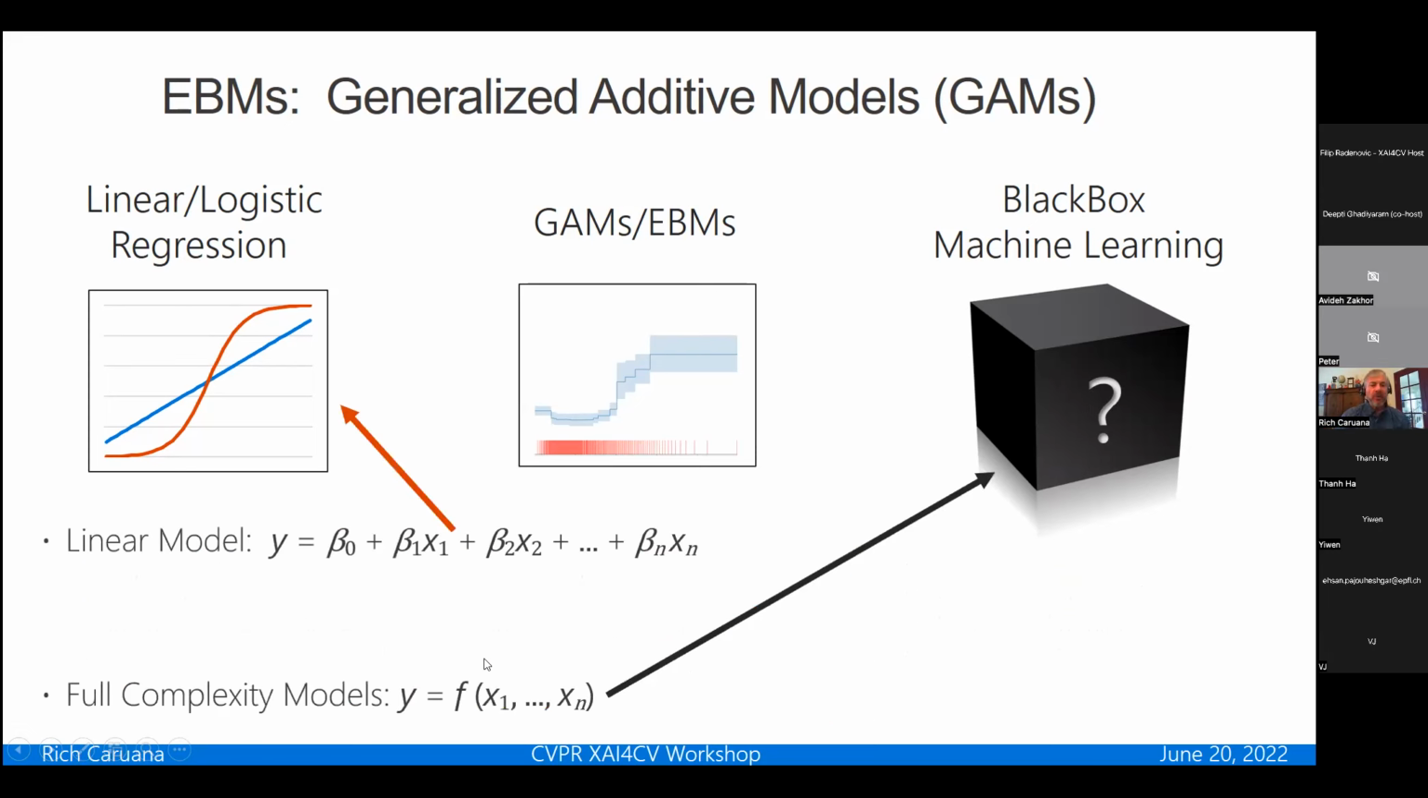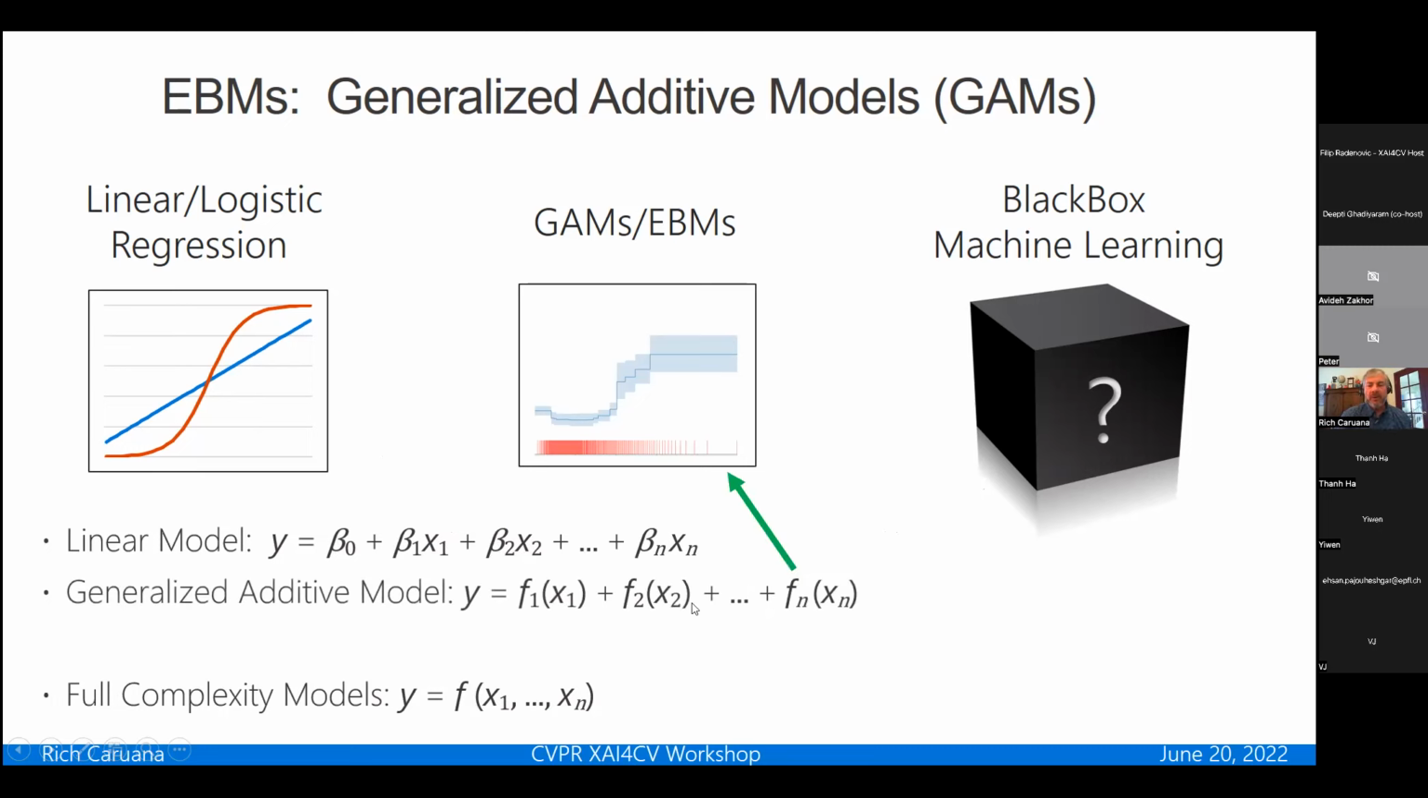So let me tell you briefly what these are. A linear model, of course, is an intercept plus a weight times a feature plus a weight times a feature. And you just interpret this sort of linear model usually by just looking at the coefficients. You don't even typically plot the graph. On the right, we've got a black box method. It's just some arbitrarily complex function of all the available features.